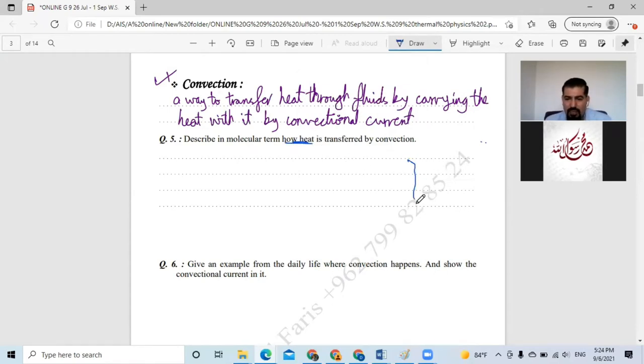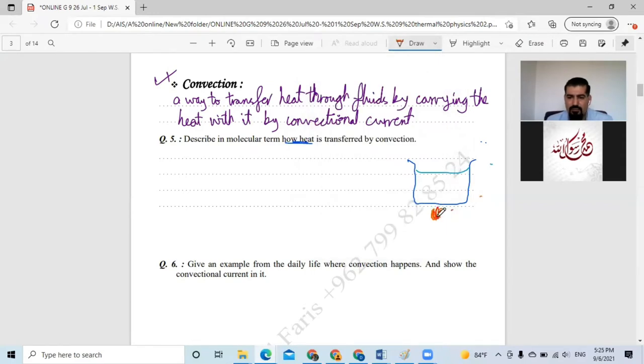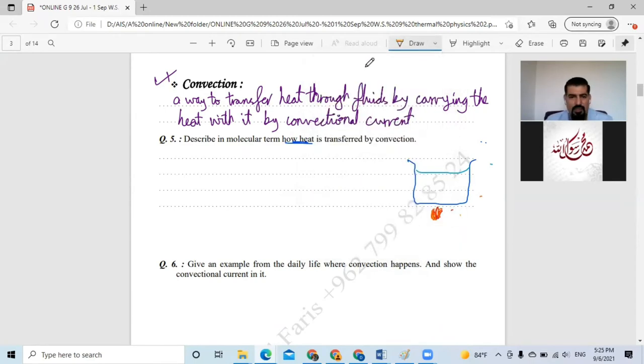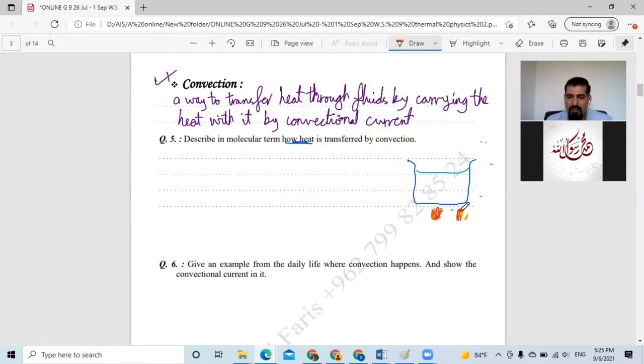Let's assume that we have a large container of water. We bring a Bunsen burner, or any heating source, and put its flame below the container like this. If I move the heating source to this side, it will be better than putting it in the middle. I will see what will happen. And I put some tea leaves inside the water.